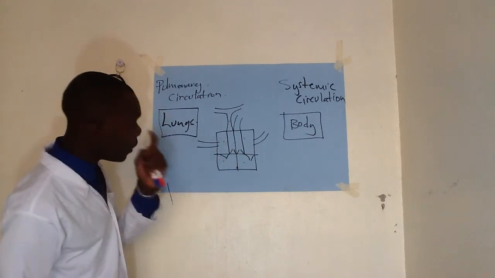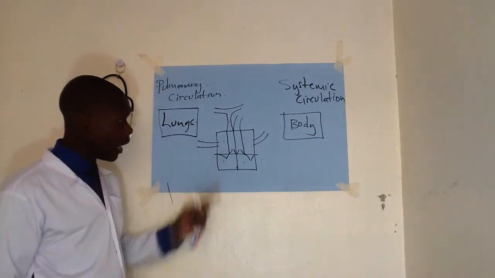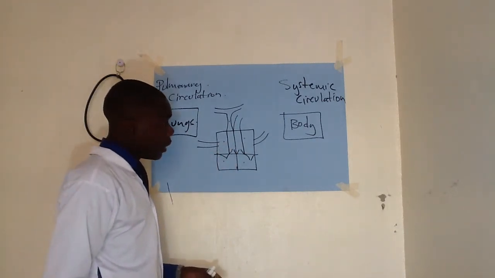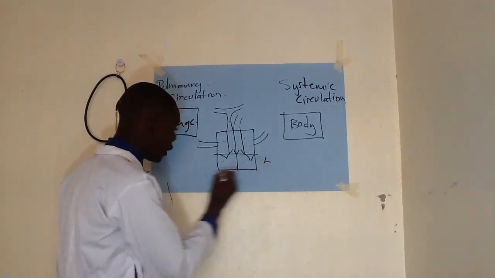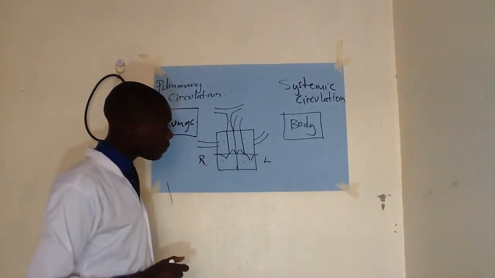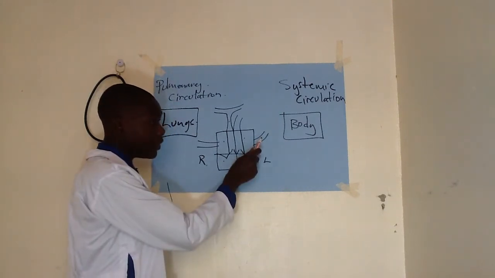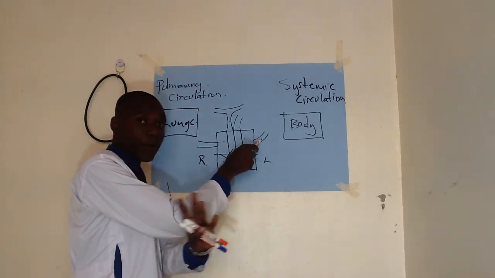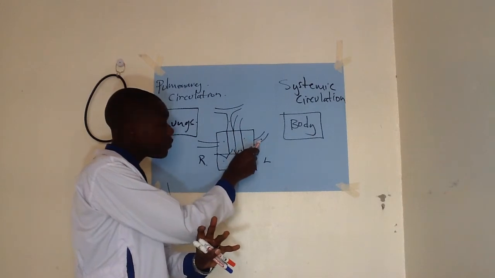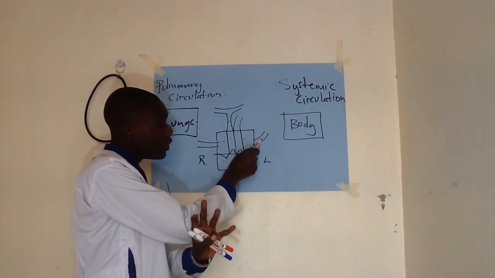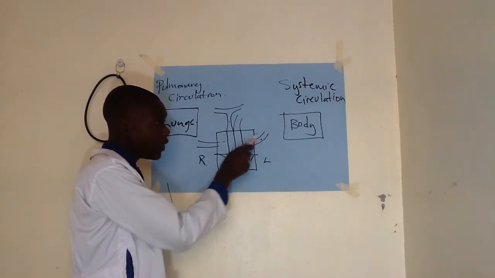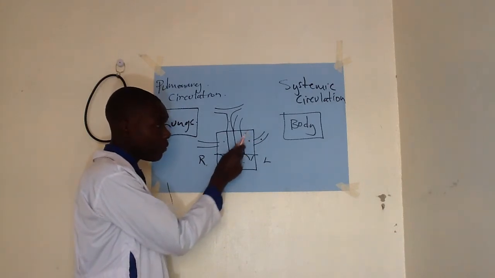So this can be a simple illustration of the heart. This is the left side of the heart and this is the right side of the heart. Considering that this is representing the 4 pulmonary veins. This is our left atrium, this region.